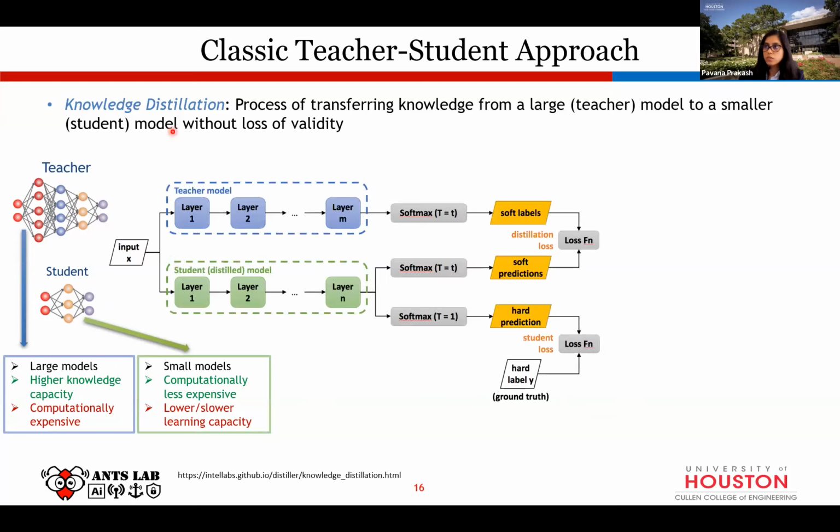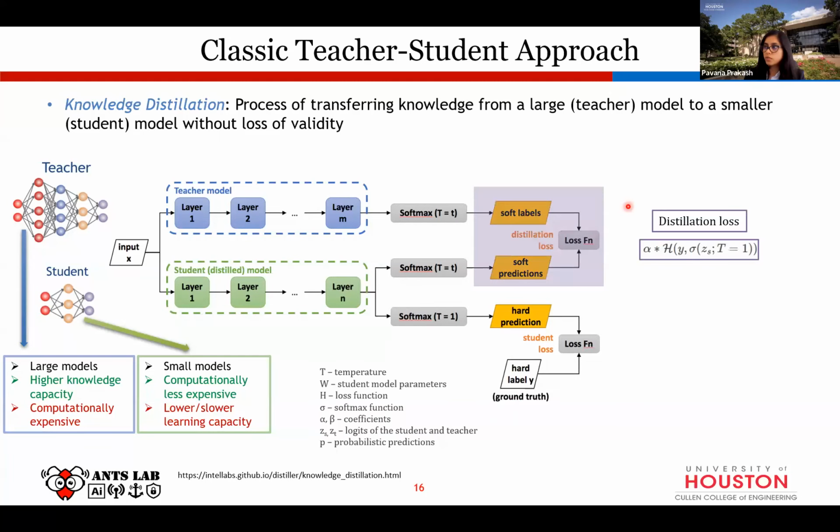For that, we use this classic student-teacher approach where the teacher is usually pre-trained and we have the soft labels instead of the hard labels. After that, the student does the training using the same inputs, and comes up with two kinds of outputs: one from the softmax, which is the soft predictions, and the other is a hard prediction, which it can compare against the ground truth.